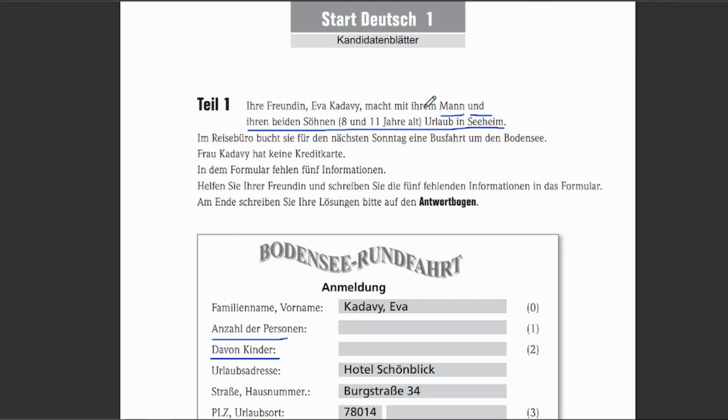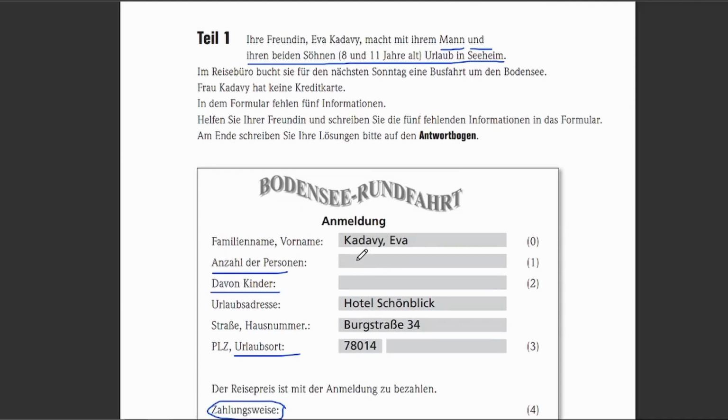Eva is doing a vacation or a trip with her husband and two sons. Okay, now we know Anzahl der Personen. Here it is going to be 4. Correct? There are 4 people together. Anzahl der Personen. And from out of these 4 people, how many are Kinder? So how many are kids? So that would be 2, because she has 2 sons, right? So 2. Good that we already answered 2 of them from the very first sentence.